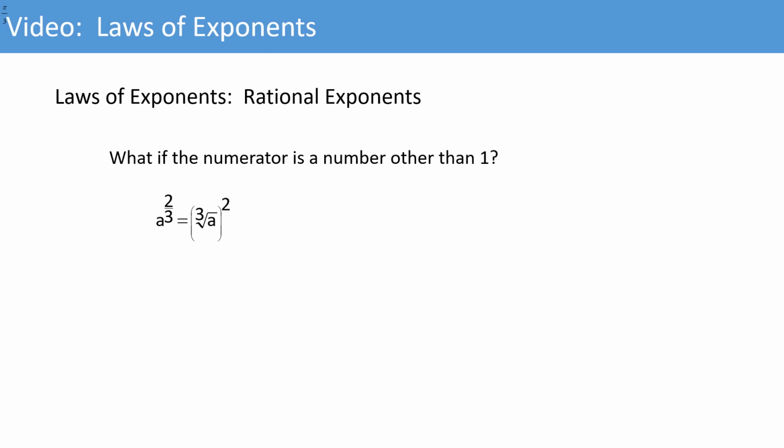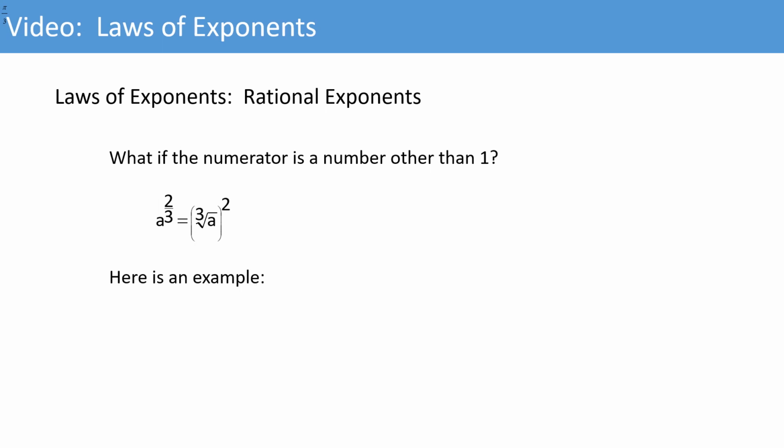But what happens if the numerator is a number other than 1? Here we have a to the exponent 2 divided by 3. In this example, it means to take the third root of a, get the answer, and then square it.